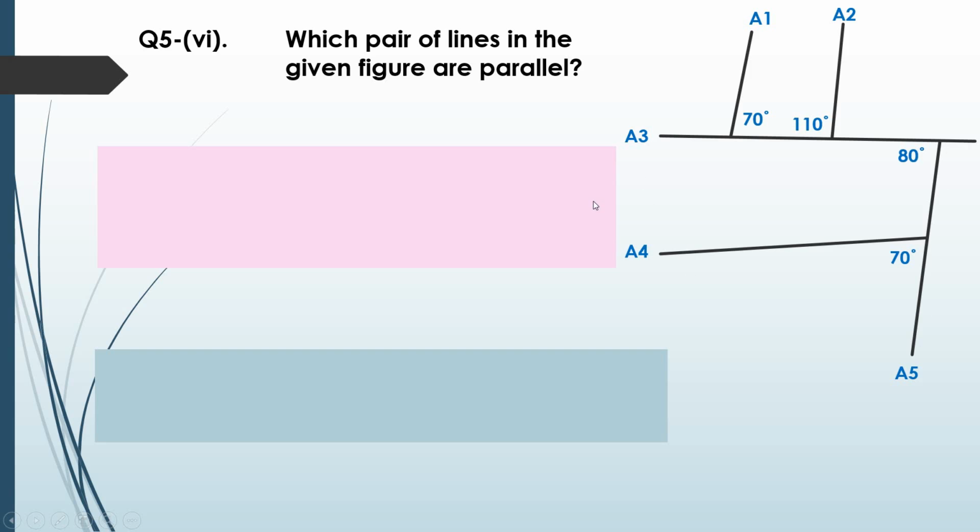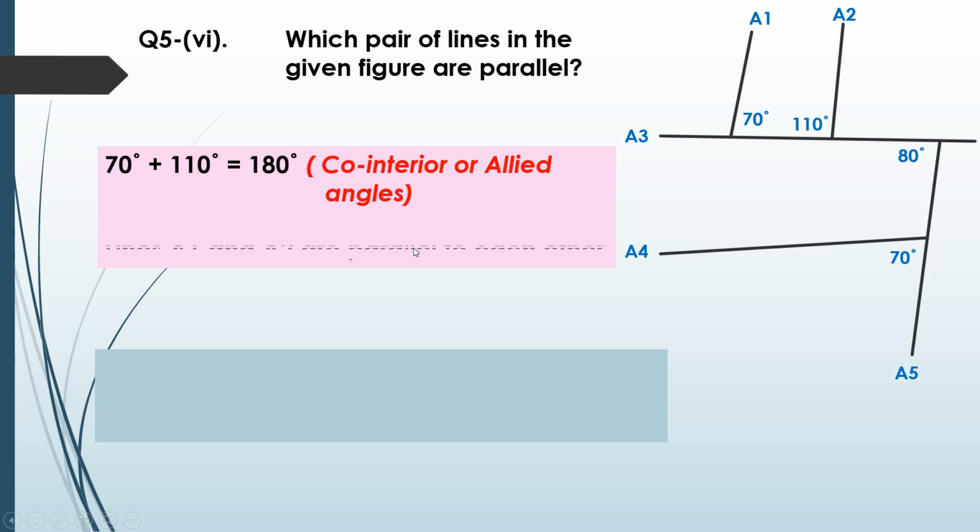So let us use the properties of transversal. So here, angle 70 degree plus angle 110 degree is equal to how much? 180 degree. And if you see over here, these two are co-interior angles. So if the sum of co-interior angles comes to 180 degree, then these two lines A1 and A2 will be parallel lines. So what we can conclude, since the sum of the co-interior angles makes 180 degree, the lines A1 and A2 are parallel to each other.